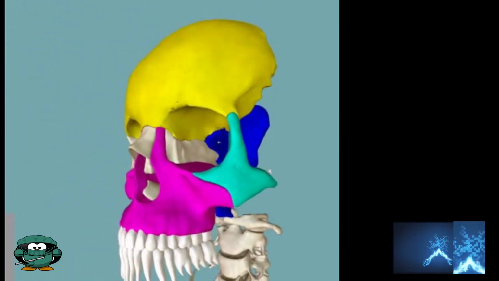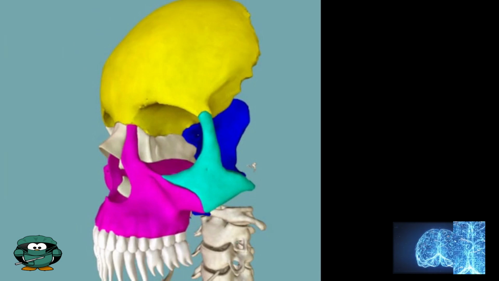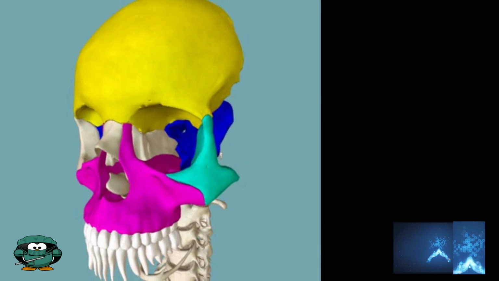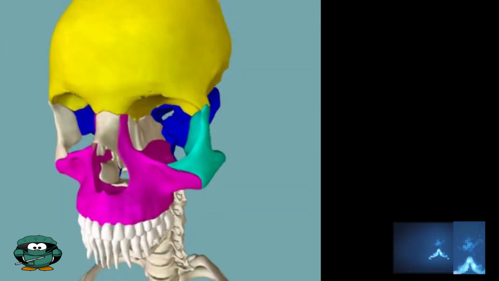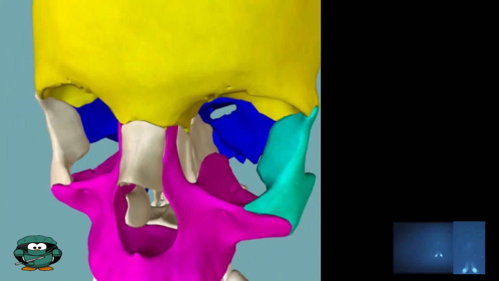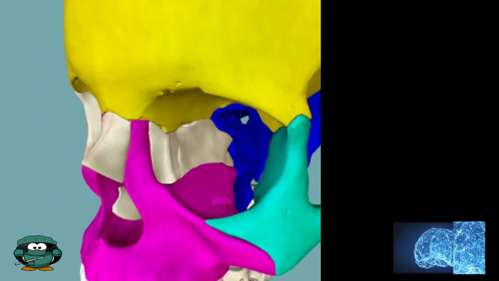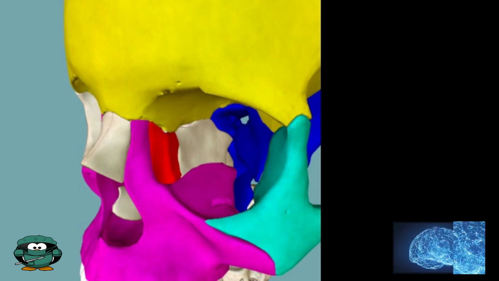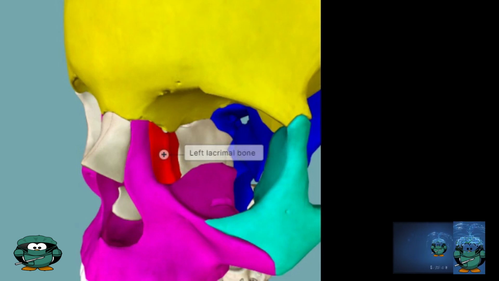Next we come to the medial wall of the orbit, and we have already recognized two structures forming the medial wall. One is the maxilla, the frontal process of the maxilla. Another structure that you can appreciate here is the body of the sphenoid. So the body of the sphenoid posteriorly and, most anteriorly, the frontal process of the maxilla form the medial wall. Apart from that, we have this structure over here, the left lacrimal bone, and this structure, the ethmoid bone.